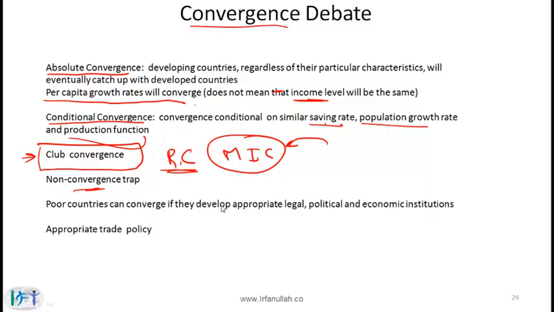And the answer is fairly straightforward. For a poor country to converge, it should develop appropriate legal, political, and economic institutions. Having an open trade policy will also help immensely, and this is covered in the next segment.